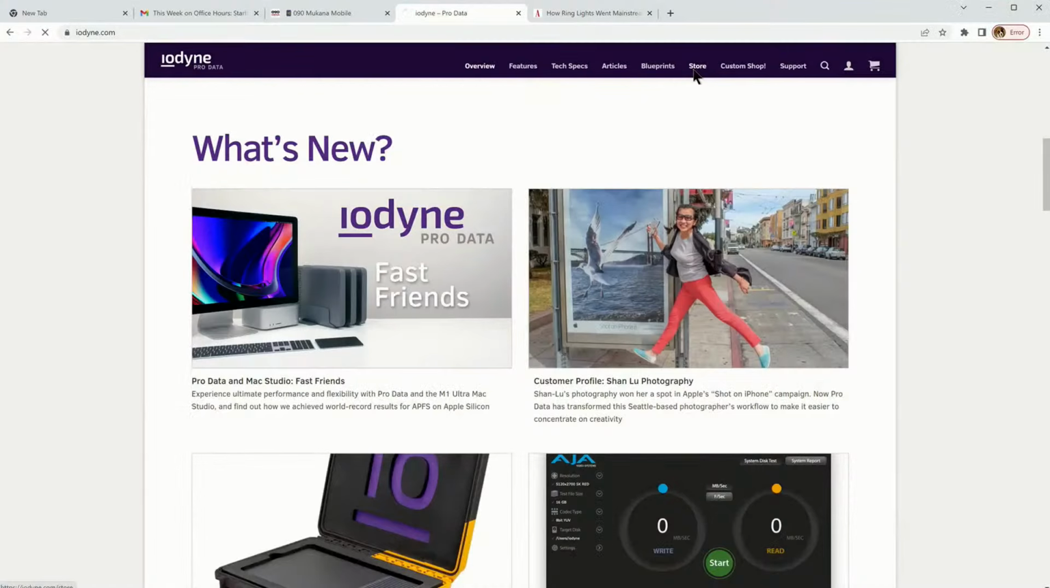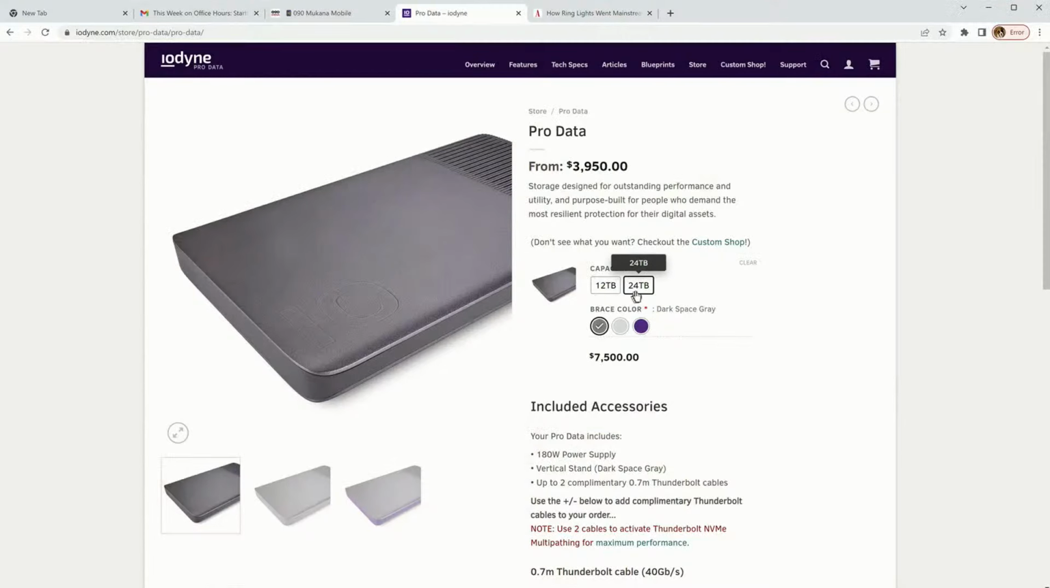But wait a second. You haven't fully scared us. Do you have a number? $7,500 for a 12 terabyte. Whoa. And then if you want to get the 5 of them, you want the 24 terabyte, it starts at 12 terabytes for 3,950. 24 terabytes is $7,500. There you go. Okay. So order your half dozen of those and have fun.